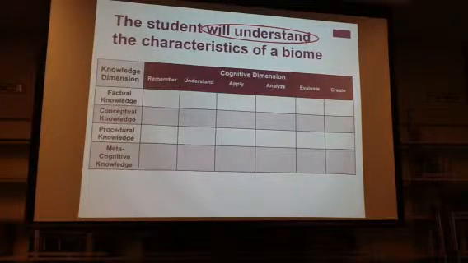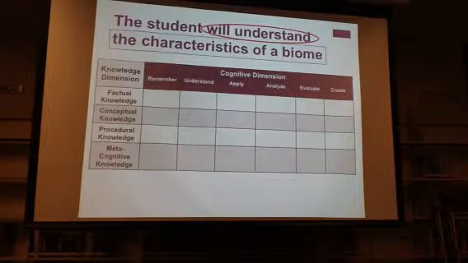Now, we don't know what we're going to have them do to understand. We don't know which one of those gerunds we're going to use yet. But we know at the end of it, they're going to understand the concepts of a biome, or the characteristics of a biome. All right, and what is characteristics of a biome? What kind of knowledge is that? Characteristics are concepts. You've got to be careful with those because they get tricky, because you think, well, a biome is a biome. Yeah, but the characteristics of the biome are the concepts of it.